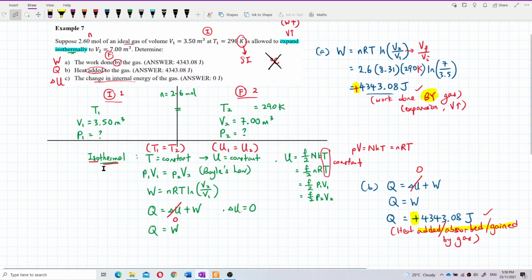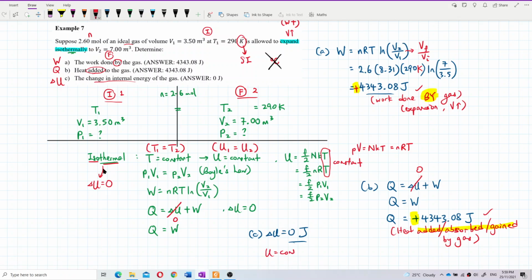So of course, this is an isothermal process. In an isothermal process the temperature is constant, so delta U is always 0. This is a no-brainer. The answer is definitely delta U is 0 joule. Very easy, because internal energy is constant, because temperature is also constant. So delta U is 0.